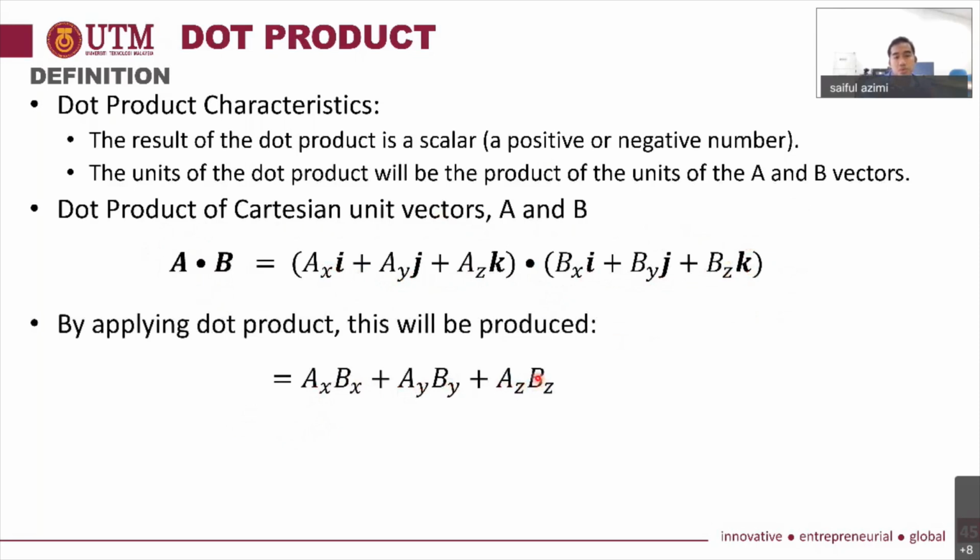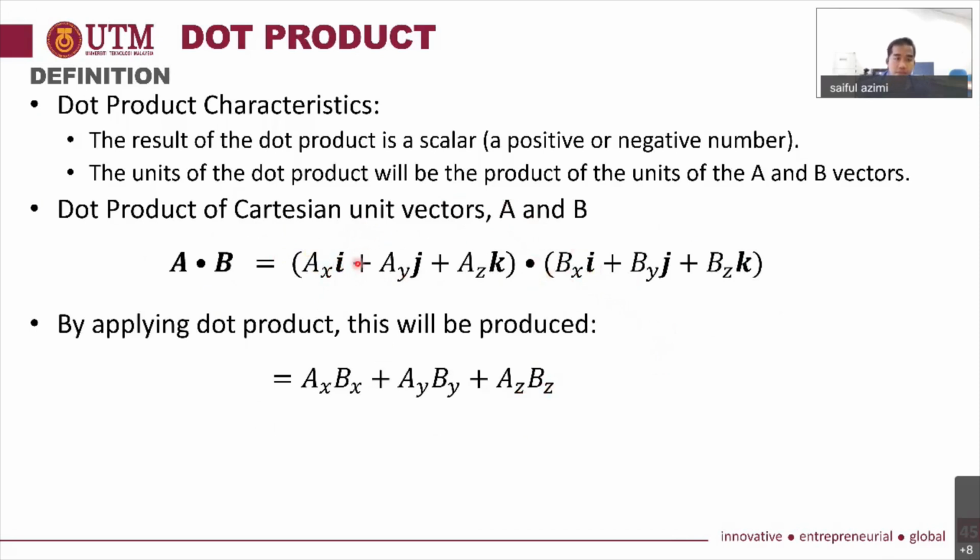So how do you do this? You can do this by simply multiplying, for example, here AXi dot BXi. AXi dot BXi equals AXBX cos 0. The 0 is because of i multiplied by i, so it is in the same axis. There is no angle between the vectors, so it is 0.